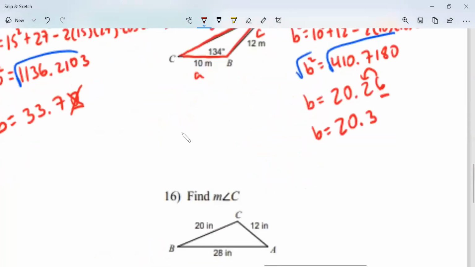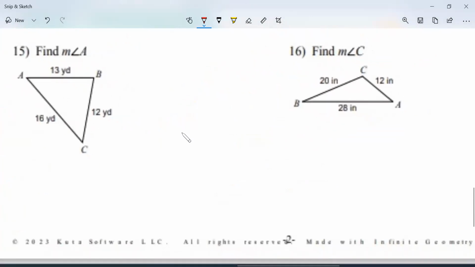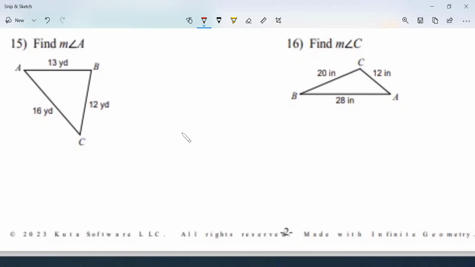Now let's solve for an angle. Now it's a heads up. This is where you guys are going to be working a little bit more. When you're solving for an angle, I have no angles given, so I cannot use the law of sines just yet. When I'm solving for an angle, I have to use the law of cosines.